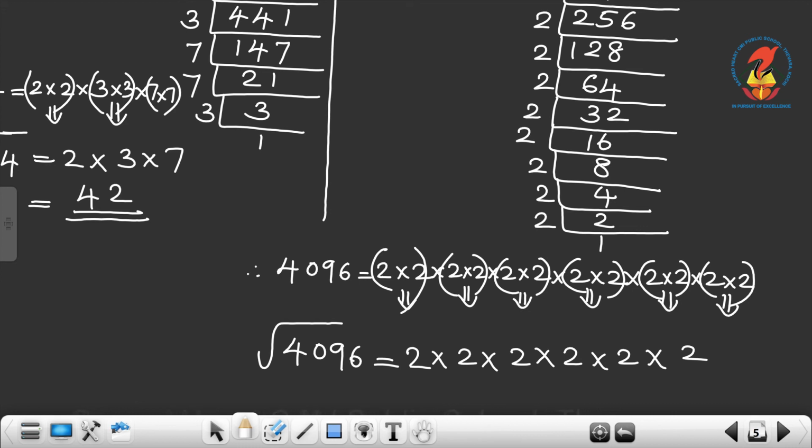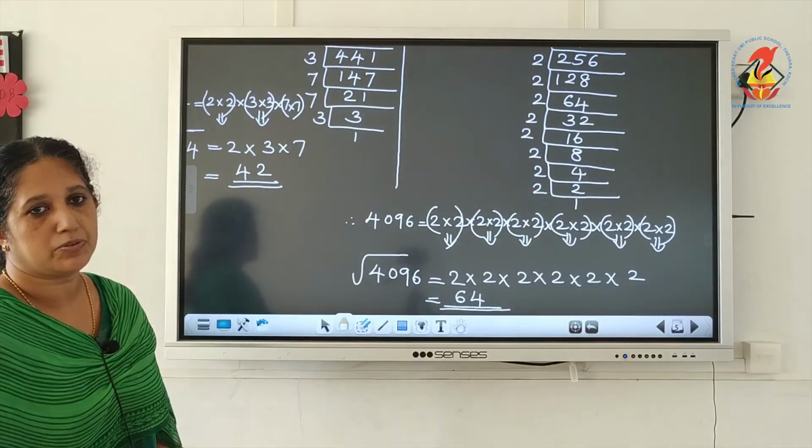Then after that we have to find the product. 2 2s are 4, 4 2s are 8, 8 2s are 16, 16 into 2, 32, 32 into 2 equals 64. Therefore, the square root of 4096 equals 64.